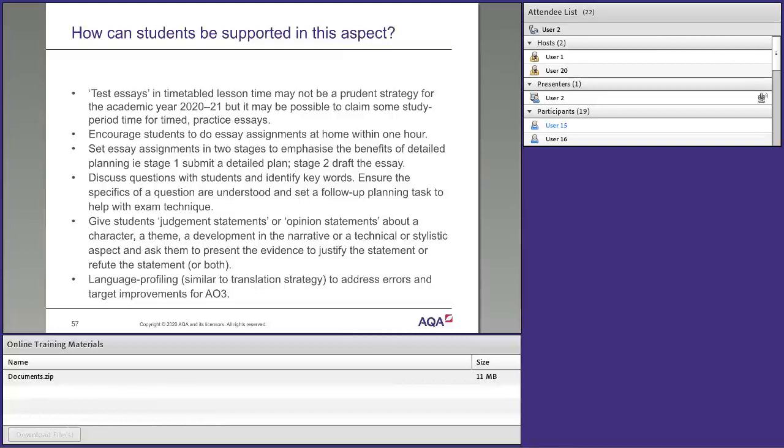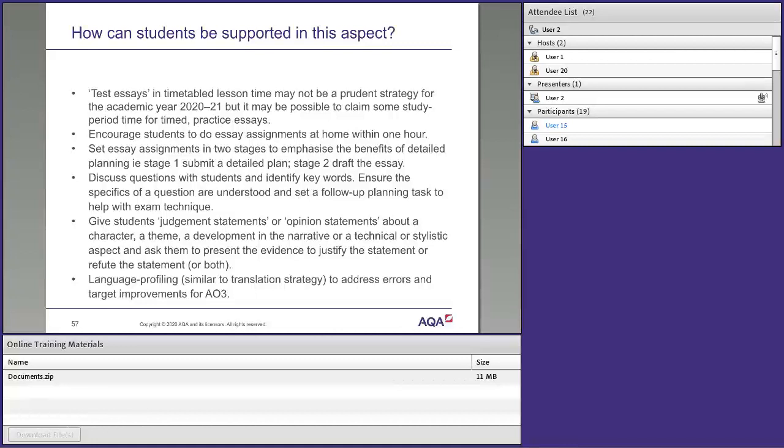Give students judgment statements or opinion statements about a character, a theme, a development in the narrative, or a technical or stylistic aspect, and ask them to present the evidence to justify the statement or refute the statement, or both. And again, that's another great starter task. Little bit of preparation on your part, but again, all the different characters from the book with an opinion, and they've got to find the evidence. I tended to use the various different versions.